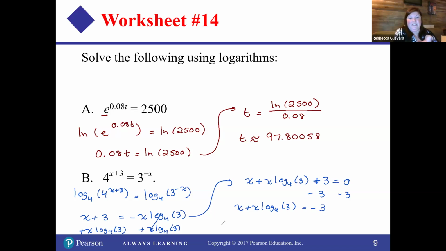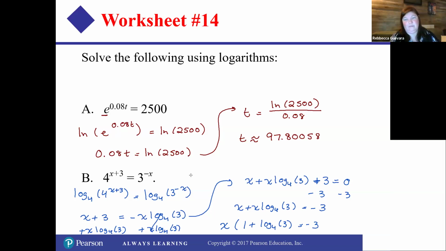Now both of these have an x in them, so I can pull it out and do factoring. This would leave me with x times 1 plus log base 4 of 3 equals negative 3. Just to make a little extra room to finish this out. So what we have here, if I divide both sides by 1 plus log base 4 of 3, x is just going to be negative 3 over 1 plus log base 4 of 3.